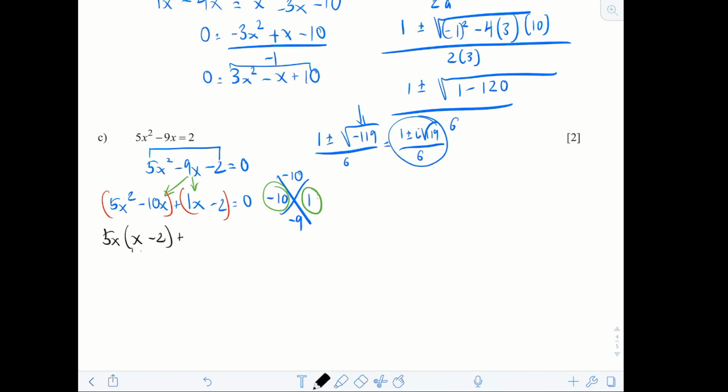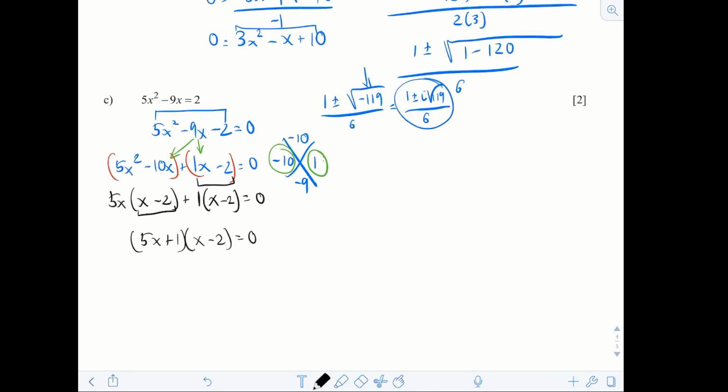And then plus, now a little bit of foreshadowing, right? The x minus 2 should end up in the other parentheses. Since it already is x minus 2, I'm just going to take out a 1. So I'm left with x minus 2 is equal to 0. I'm going to write this as 5x plus 1 and x minus 2. So my two solutions are x is equal to 2 and -1/5. Those are my two solutions.